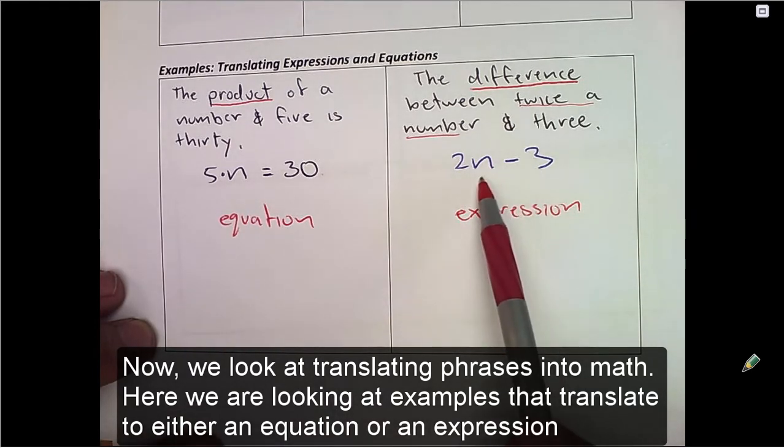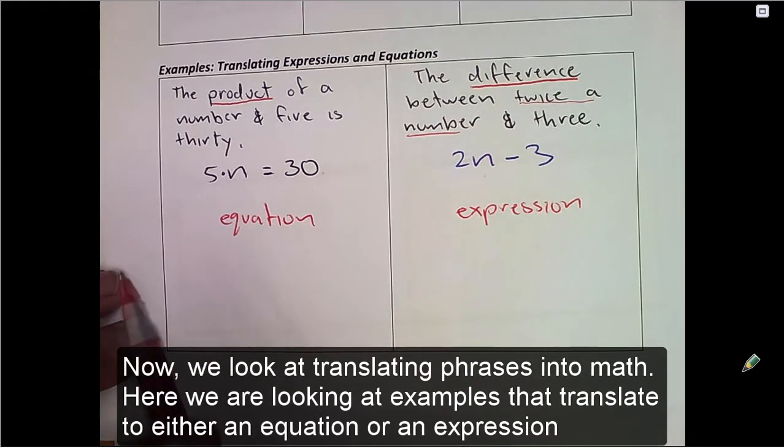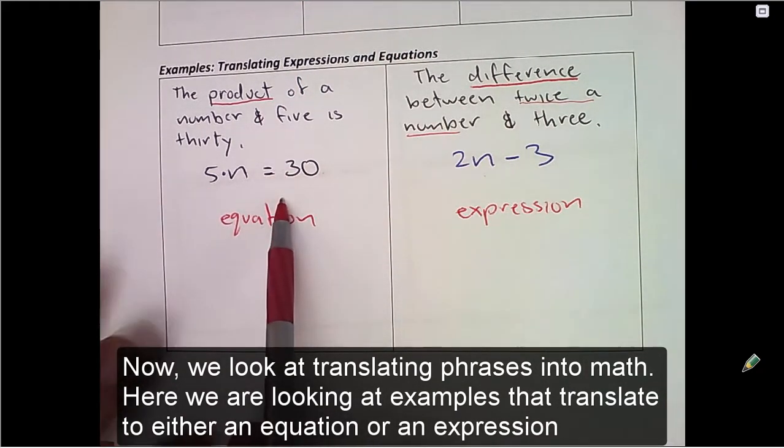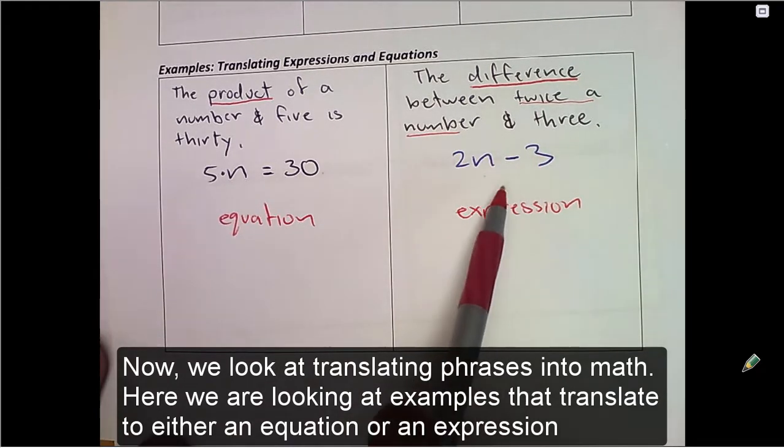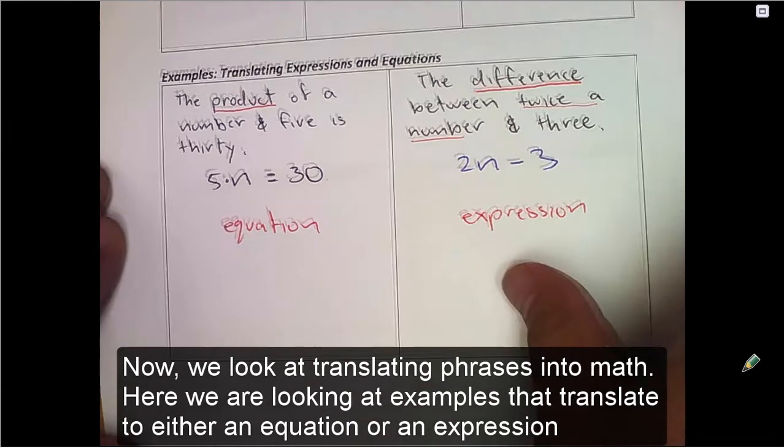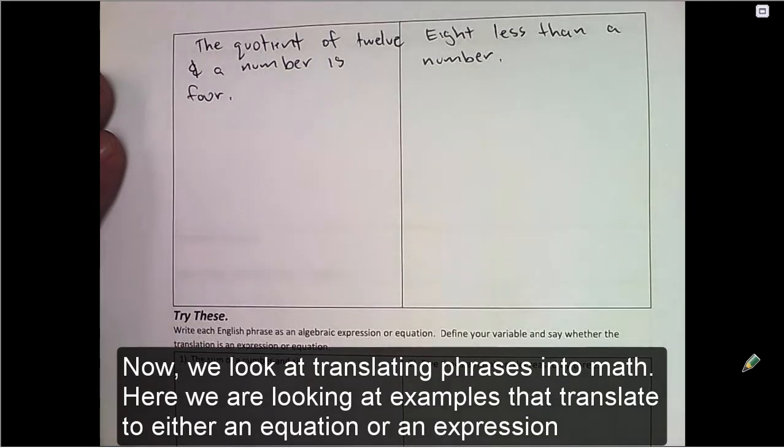Here, this is an expression where we don't know what n is, and it can be anything. We would evaluate it. We solve equations, we evaluate or simplify expressions. Some more examples.